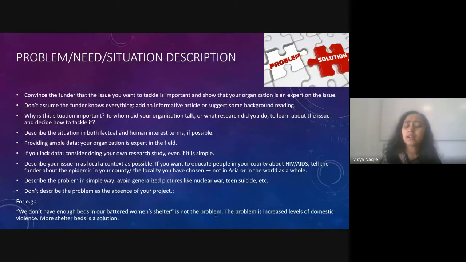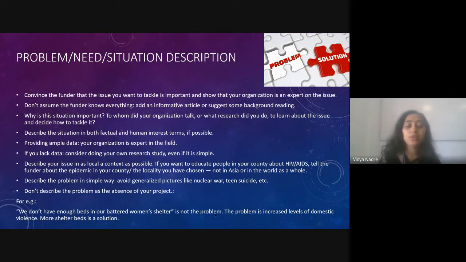There are certain articles or videos or other things that I may attach to it, so that will give a more concrete background to the problem that you are going to handle. Why is this situation important? That is the next question which you should answer in your research proposal.